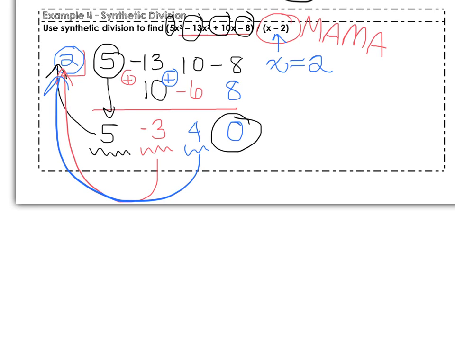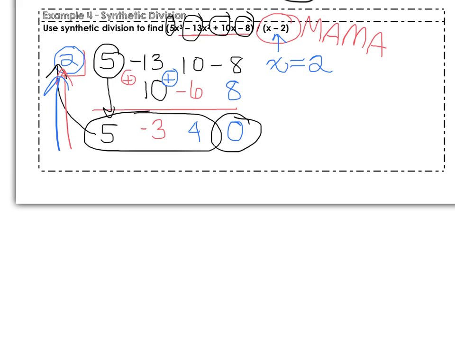Anytime I end up with a 0, what it has shown me is the fact that it is a factor, which means it's also going to be a solution here. So then what is wonderful is the fact that when I took out the x minus 2 from this polynomial, it left me with these numbers. These numbers are going to be the new coefficients for the reduced polynomial, okay?